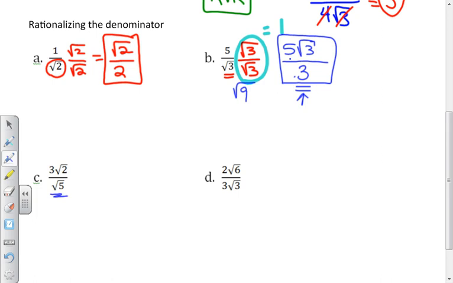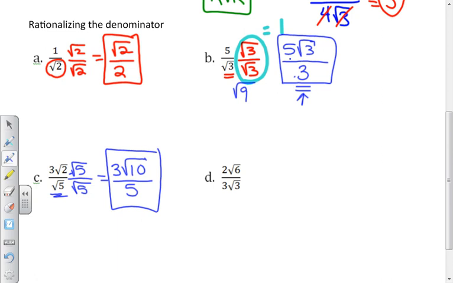Here, my denominator is the square root of 5. So the whole number doesn't have another whole number, so that's just 3. 2 times 5 is the square root of 10. The square root of 5 times the square root of 5 is 5. 3 and 5 do not have anything in common. 10 does not have any perfect squares, so I'm in lowest terms.